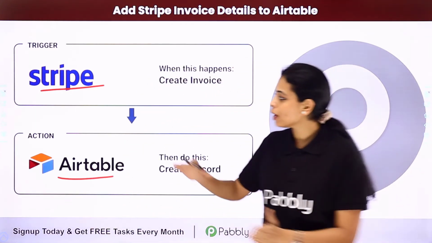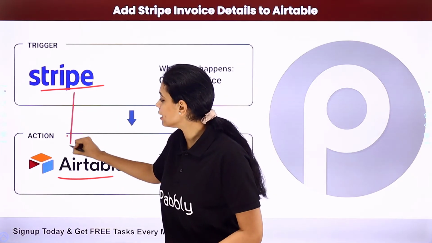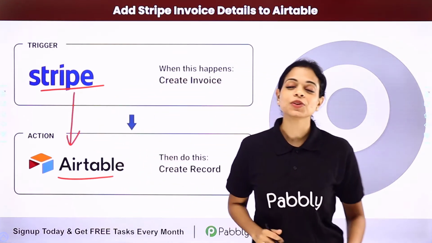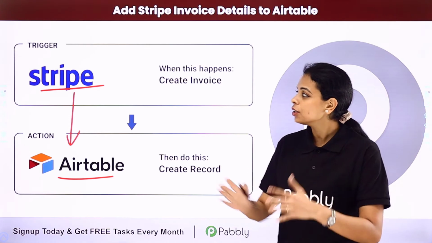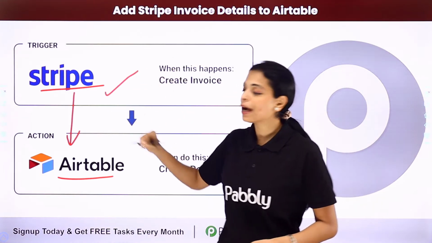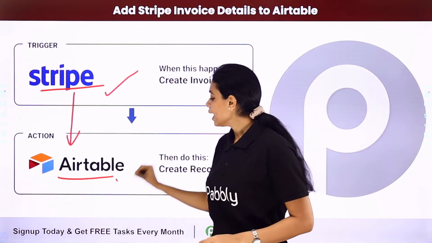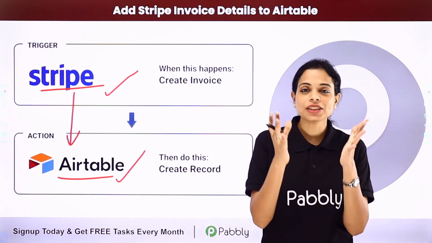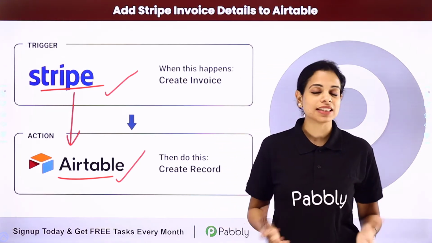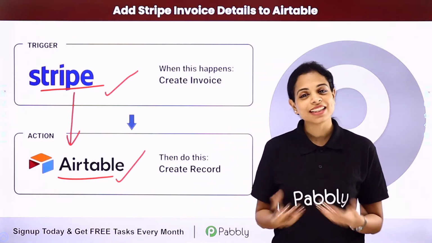For this, you will have to have some integration between Stripe and Airtable, and the same can be done using Pabbly Connect software. Here, your trigger application would be Stripe and your action application would be Airtable. Now, how can you do this yourself, integrate and automate this entire process? To understand that, let me take you to my screen.